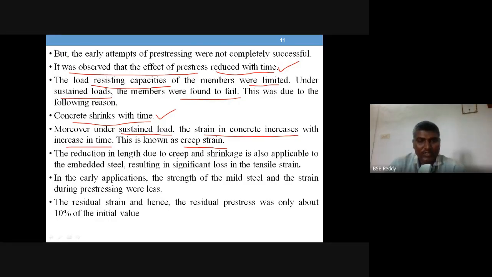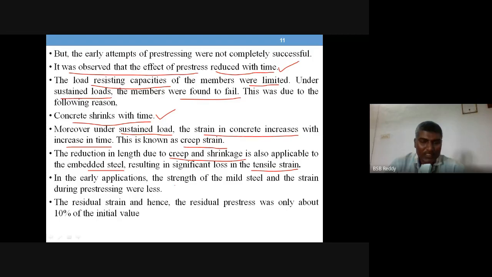Reduction in length due to creep and shrinkage is also applicable to embedded steel, resulting in significant loss in tensile strain. So both creep and shrinkage are there for steel, not only for concrete. So the reduction in pre-stress is possible both because of concrete as well as steel.